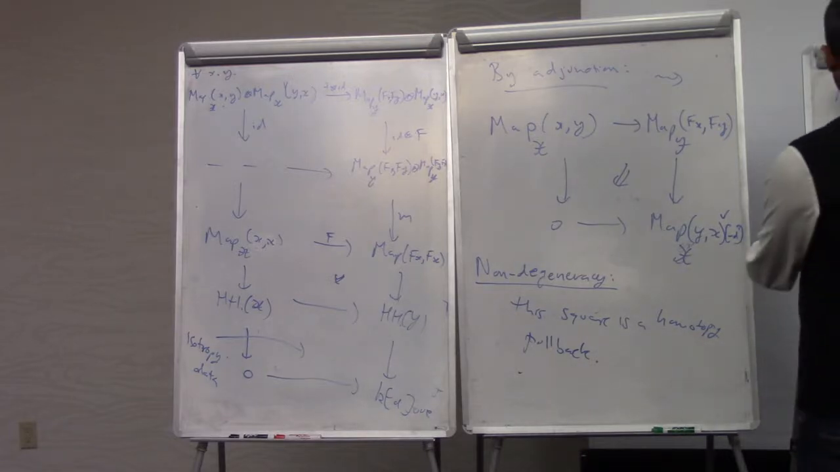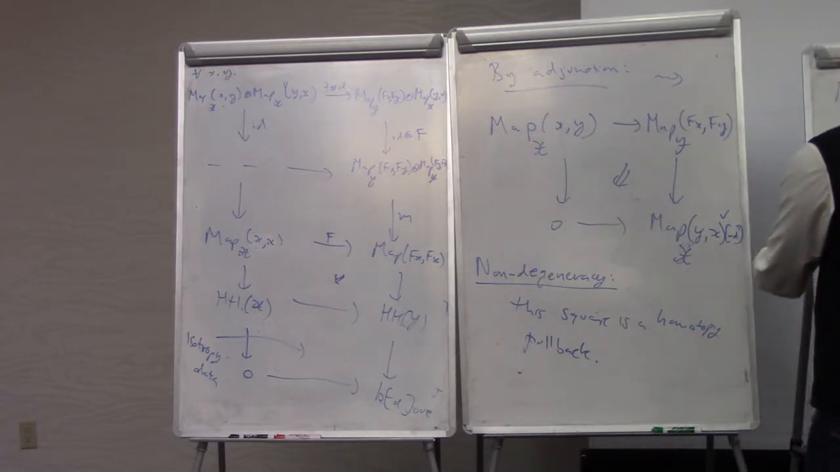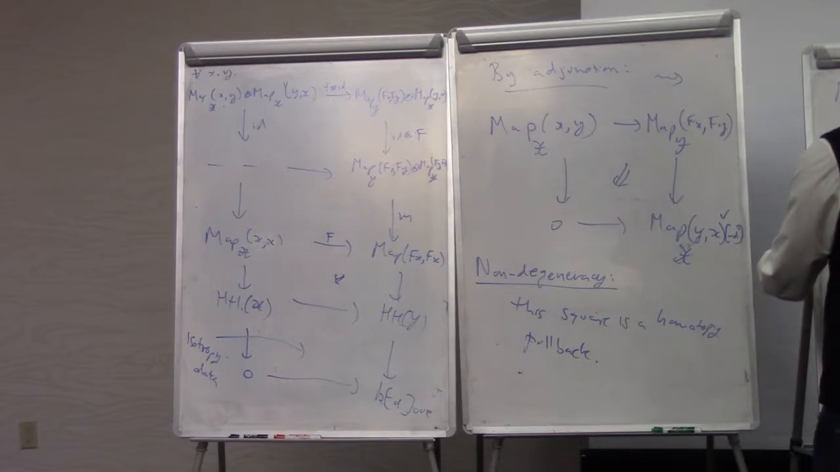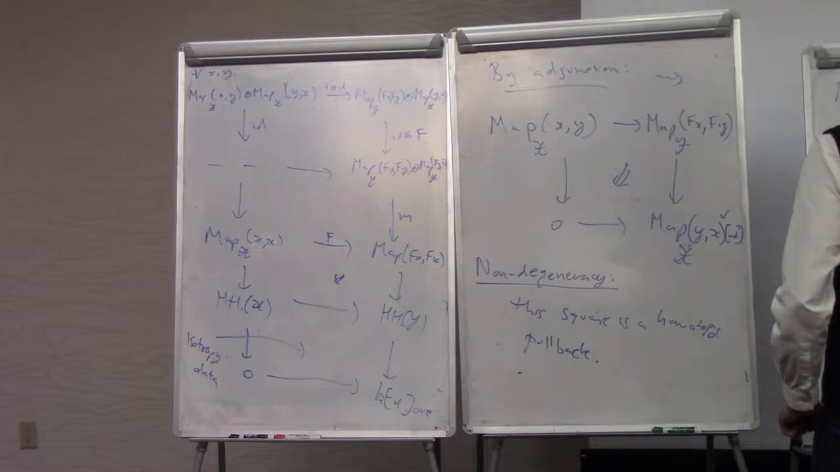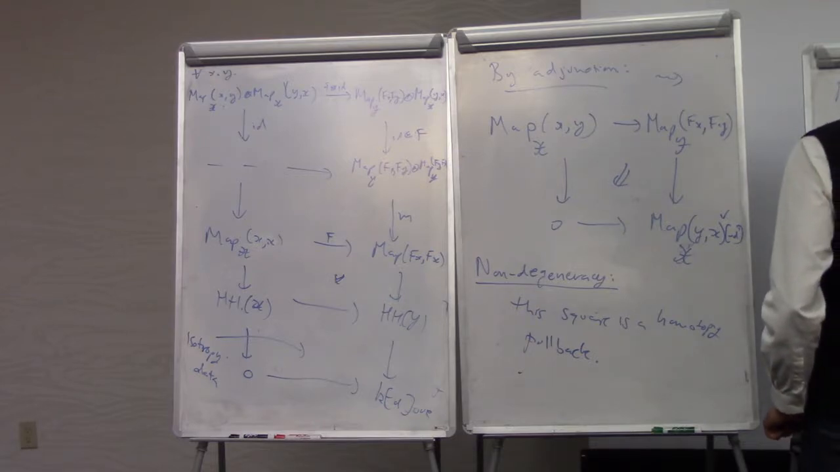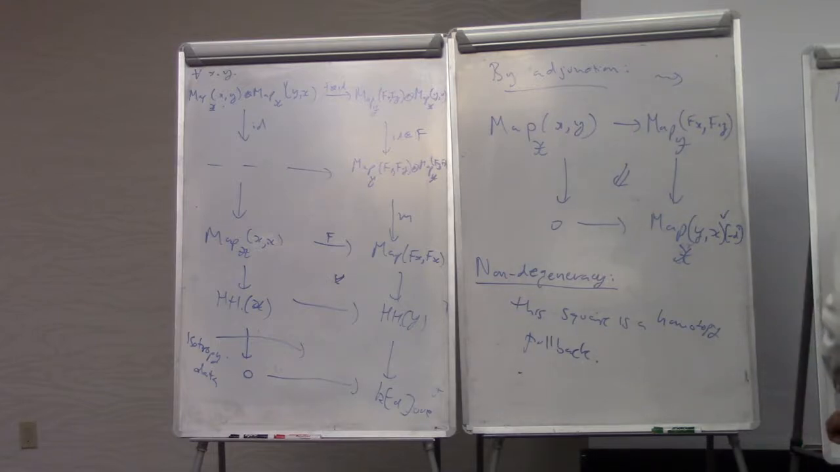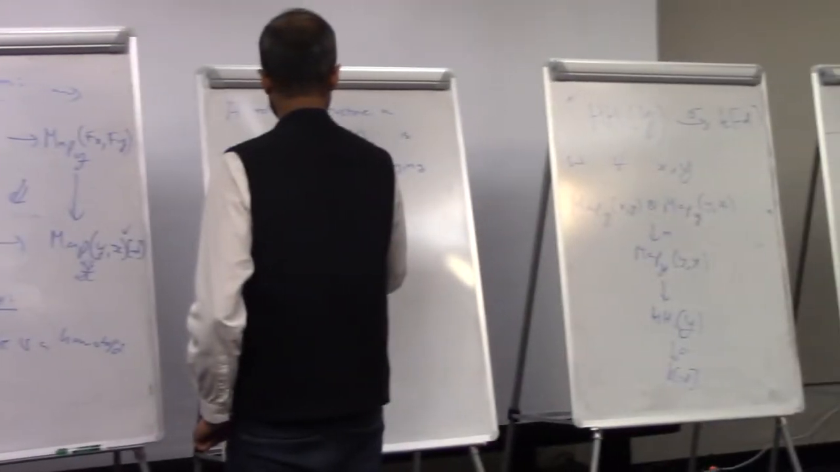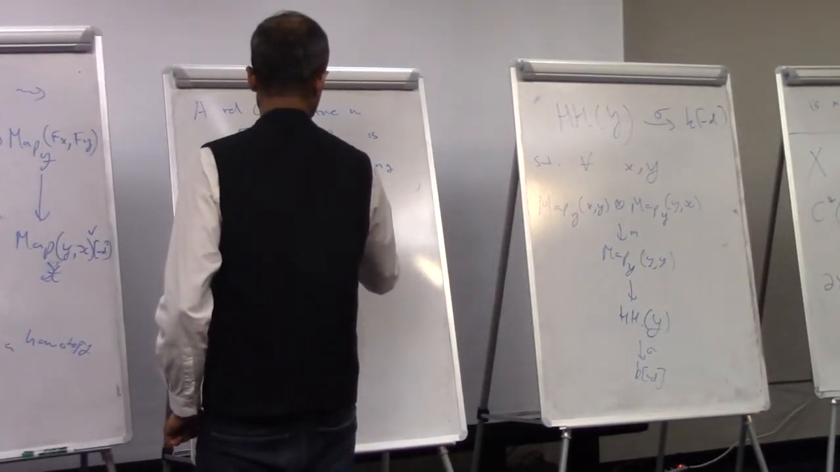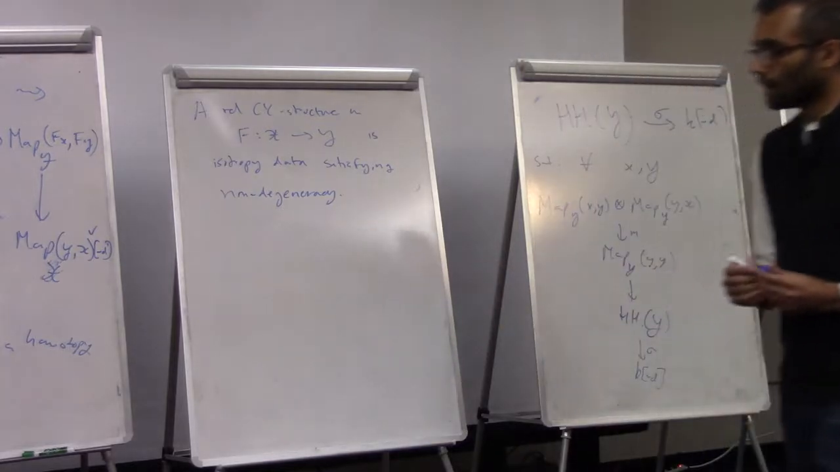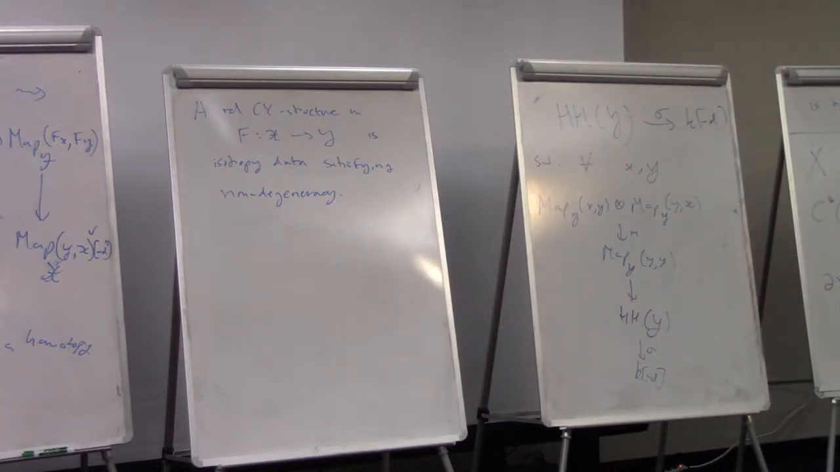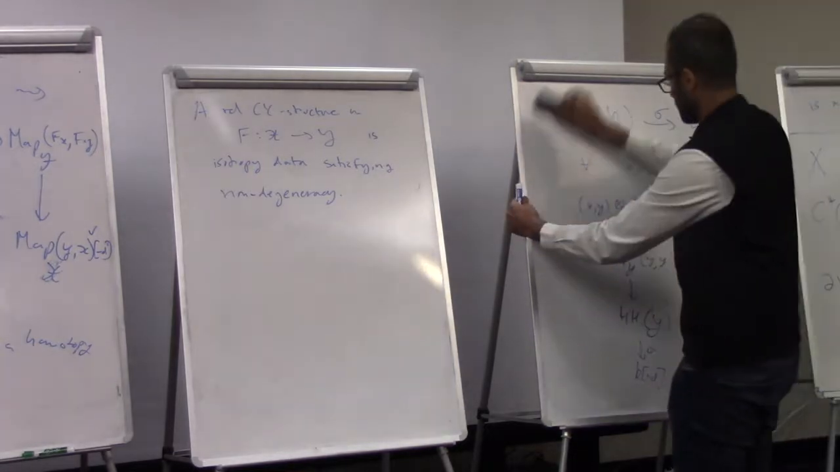So a relative CY structure on f from X to Y is isotropy data satisfying non-degeneracy. Okay. So now it's not very hard to see how to prove Theorem 1. Let me sketch the proof of Theorem 1.